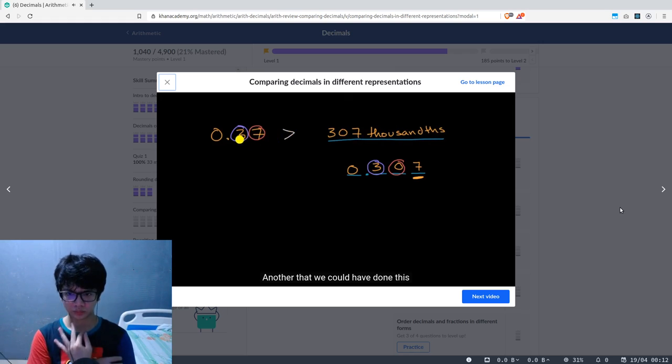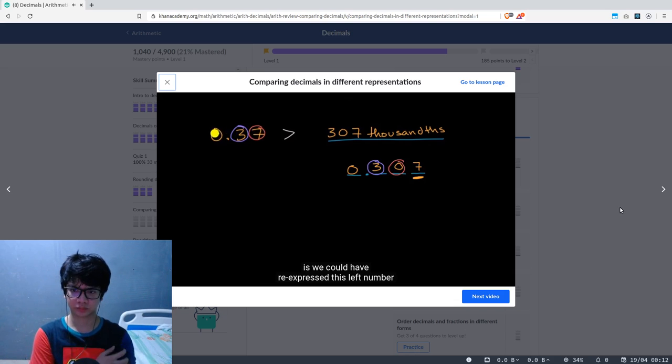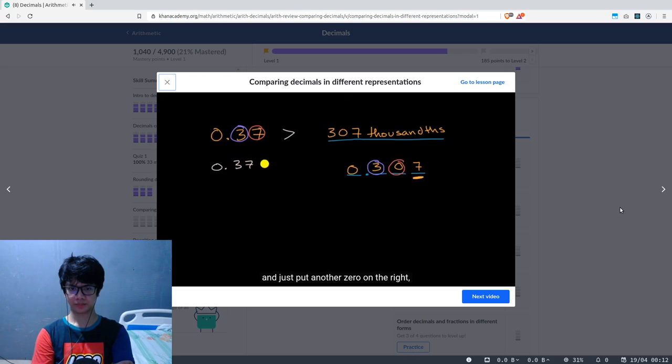Another way that we could have done this is we could have re-expressed this left number in terms of thousandths. We could have rewritten it as, instead of 37 hundredths, we could have just said 0.37 and just put another 0 on the right. And this is 370 thousandths. I'll write it out, 370 thousandths. And when you look at it this way, once again, it's clear that 370 of something is more than 307 of that something. So this quantity on the left is larger.